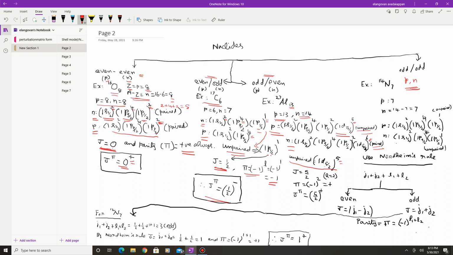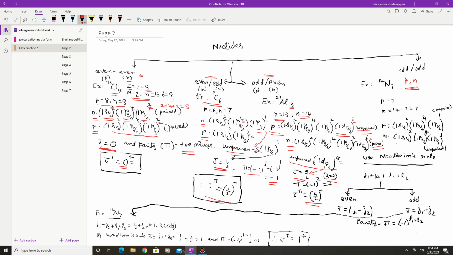Now the j corresponding to the unpaired level will be the total angular momentum for this nuclide, and because it is a d state, L is equal to 2. Therefore parity is (-1) to the power 2, which is positive. So J pi is 5/2 positive. This is the angular momentum and parity corresponding to the nuclide aluminum-27.